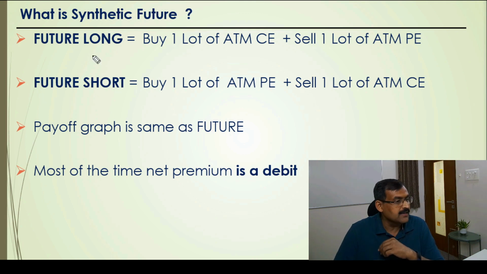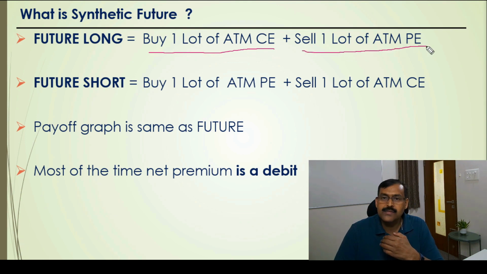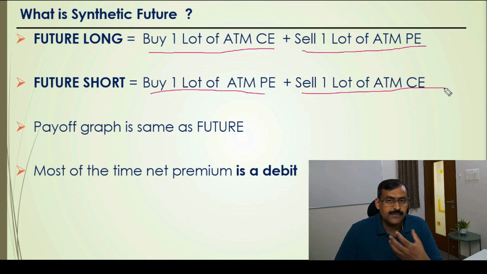For future long, you have to buy one lot of at the money call option and sell one lot of at the money put option. This becomes synthetic long future. And for future short, you have to buy one lot of at the money put option and sell one lot of at the money call option. So this becomes synthetic short future. And the payoff graph for these are exactly same as the future payoff graphs.